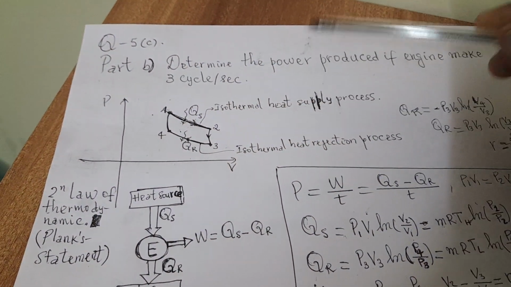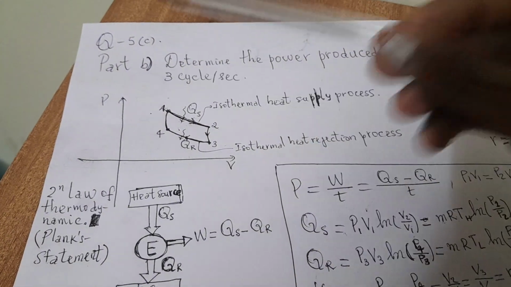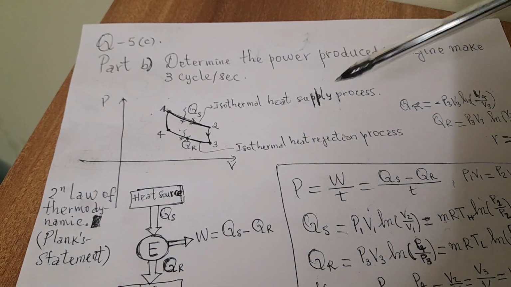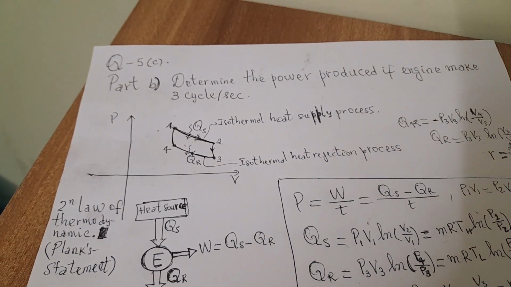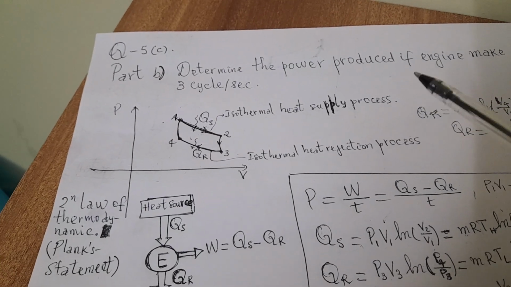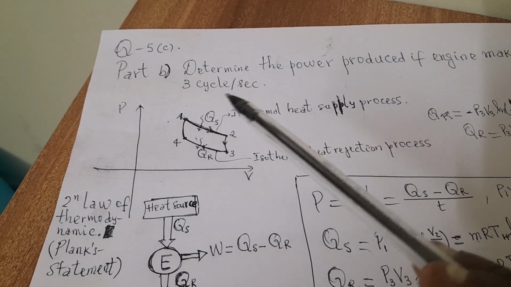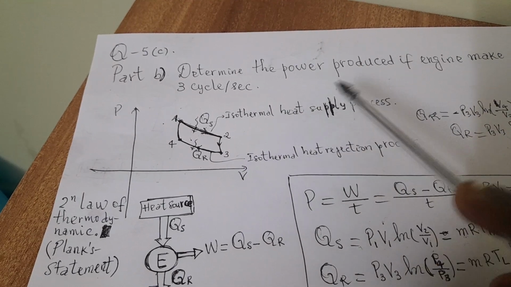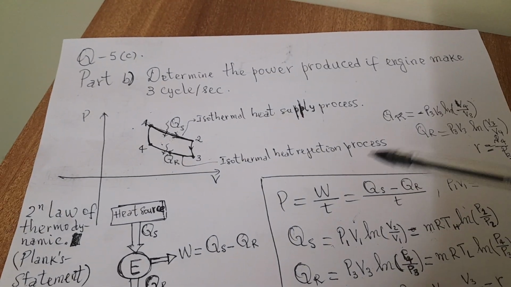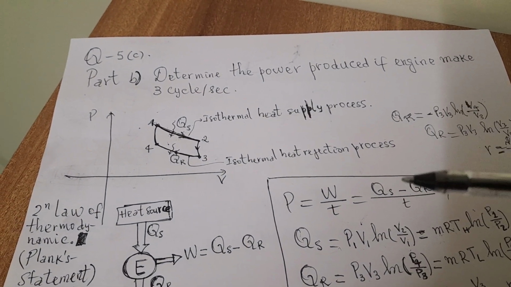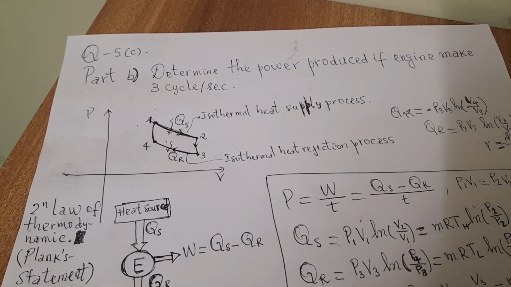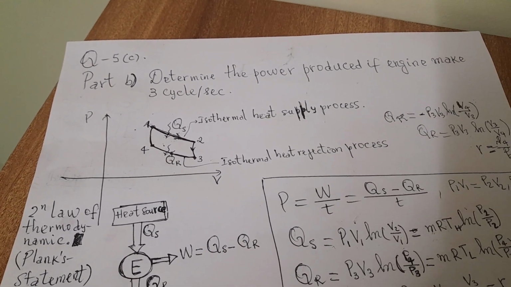So okay, in the last video we solved question 5C, Summer 2022. This is part B, the second part of this exercise, because they asked first for the air standard efficiency for the Carnot cycle, and we did that. That was 24 and something like that.